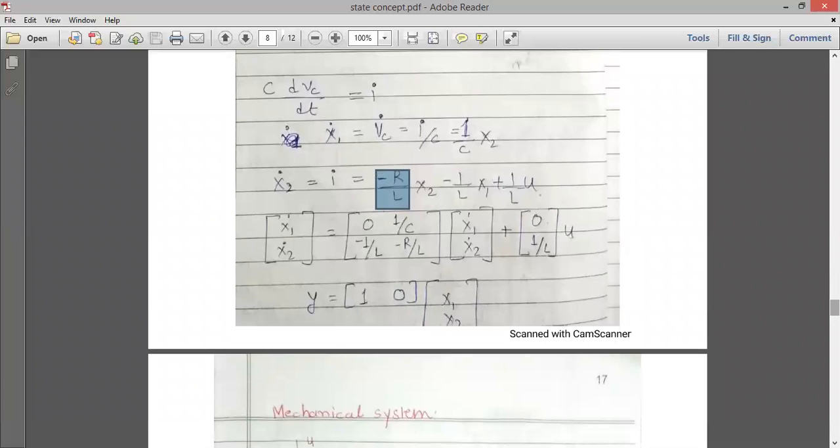As the circuit varies, you just apply KVL or KCL, get the equation, and convert it into the state variables. So we can get the state model in terms of the state equation and the output equation. Hope you understand how to convert the electrical circuit into the state model. Thank you.